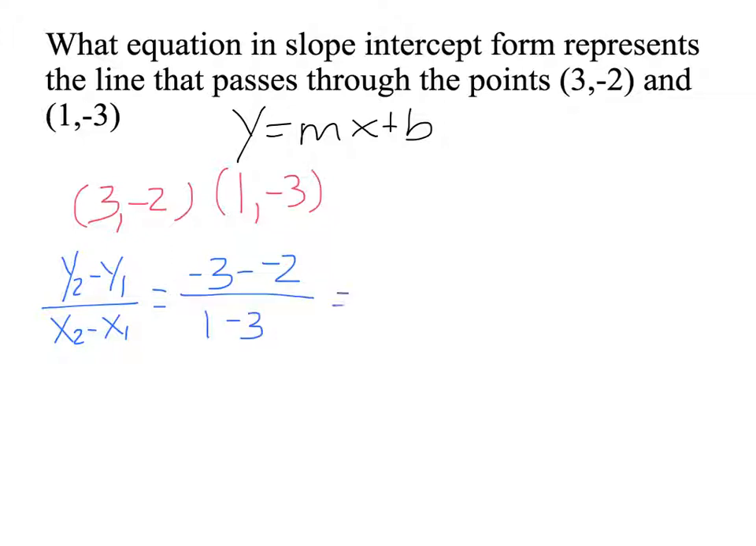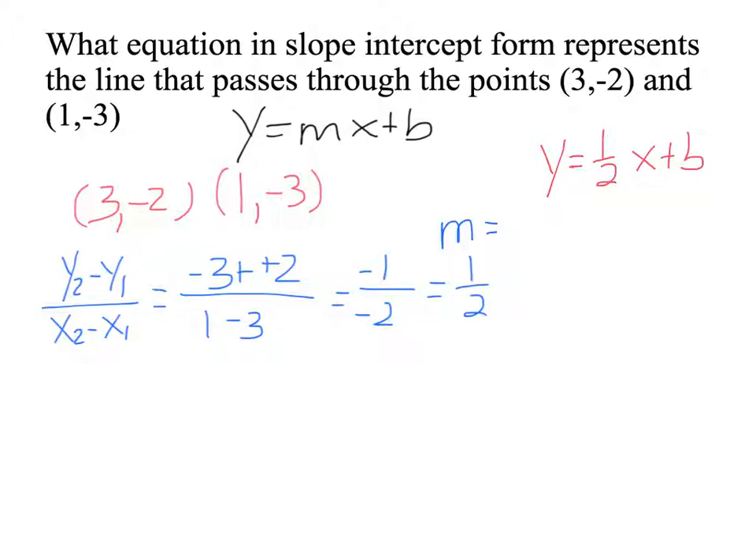So let's see, subtracting a negative changes to plus. So negative 3 plus 2 is negative 1, over 1 minus 3 is negative 2, and negative 1 over negative 2 is 1/2. Okay, so now that's my m. So I have m equals 1/2. So I'm going to write my equation. So far, I have y equals 1/2 x plus b.